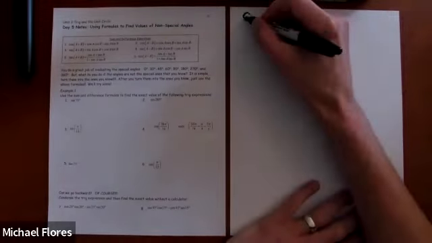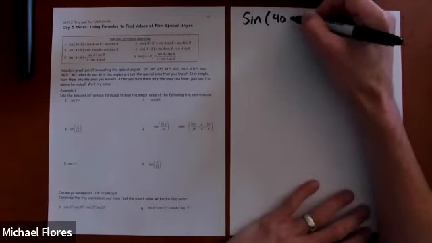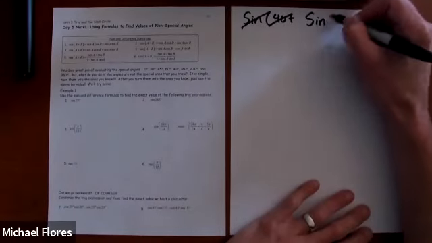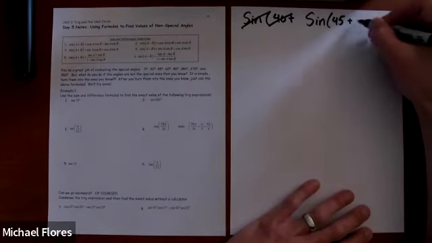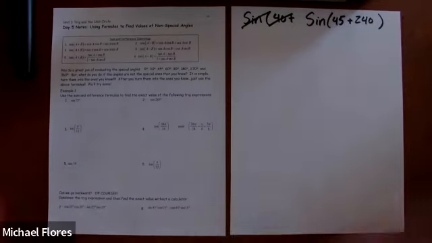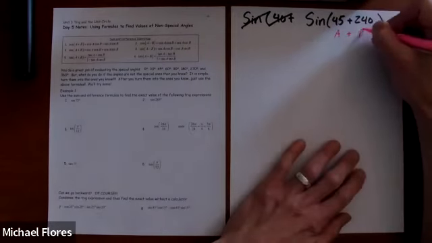It doesn't matter which one you go with, as long as you pick the right formula and you plug everything in correctly. I'm going to go with sine of 45, and add that to 240. I'm then going to label these A plus B.